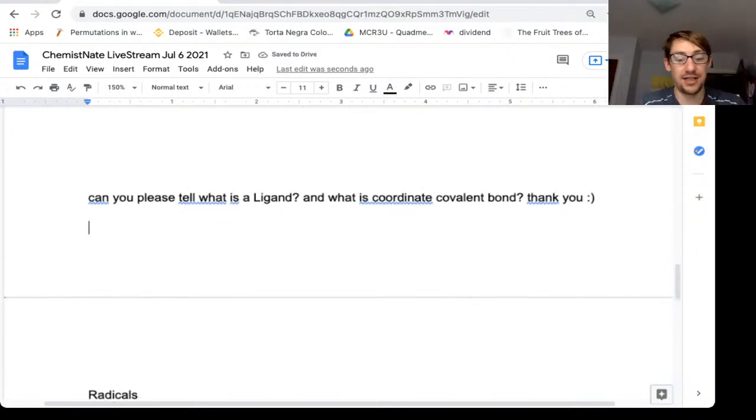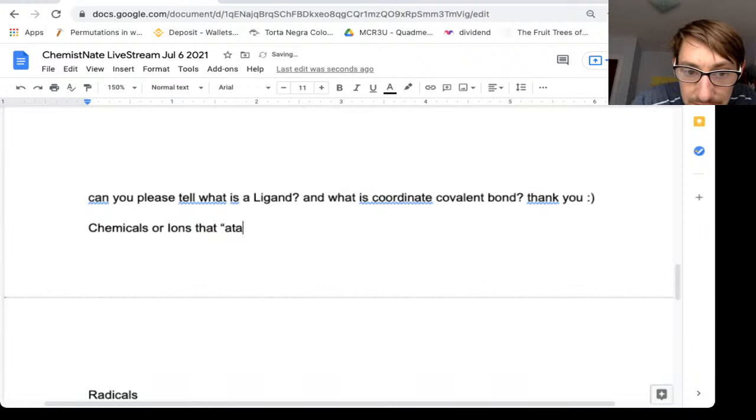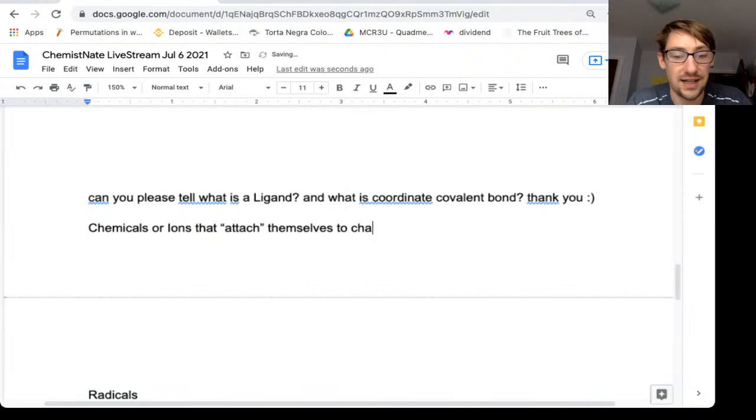Ligands are chemicals or ions that attach themselves to usually a charged central ion or atom. And the way that they're held on is generally intermolecular forces.